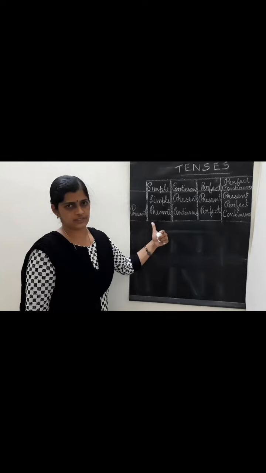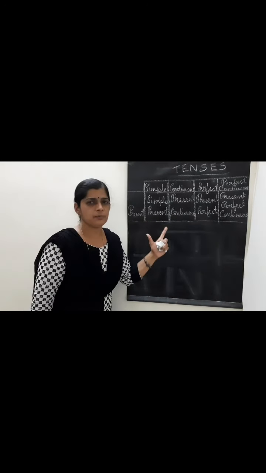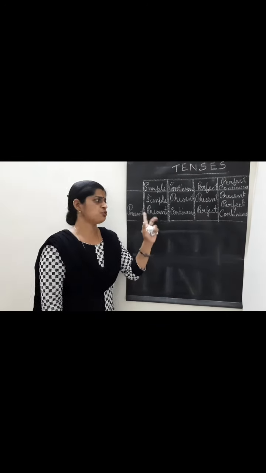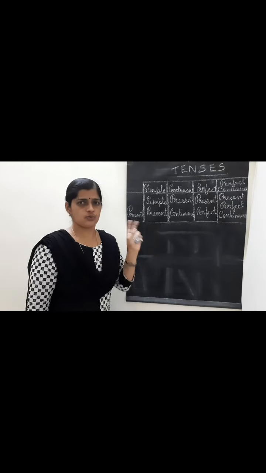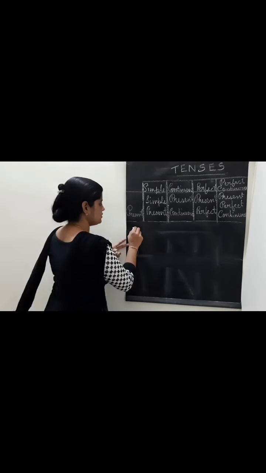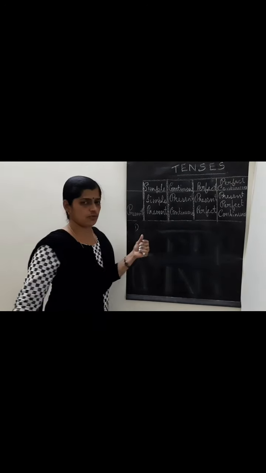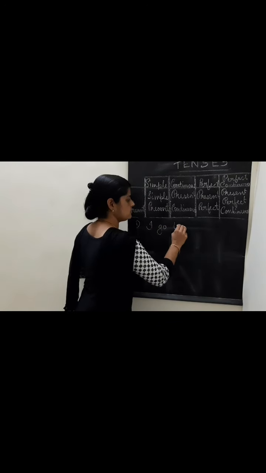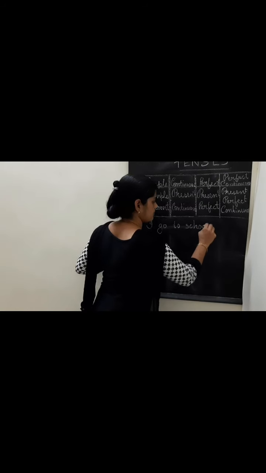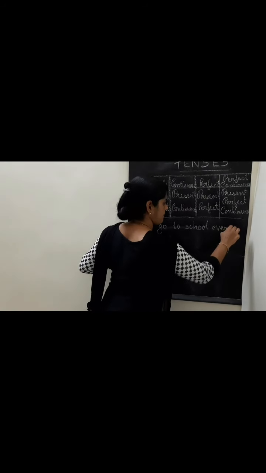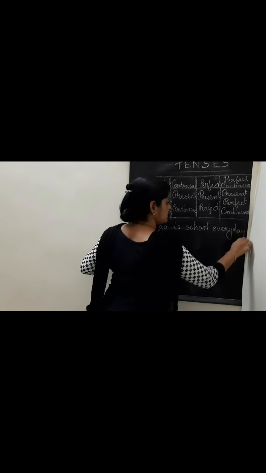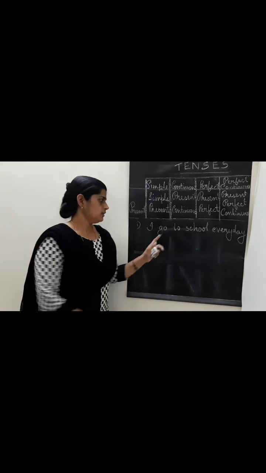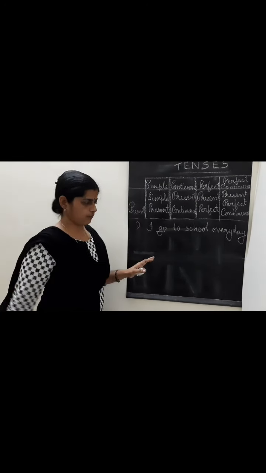First one is simple present. As you all know, simple present tense is mainly used to refer to a habitual action. Mainly, it is used to refer to a habitual action. For example, I go to school every day. This is a habitual action. Here you have used go.